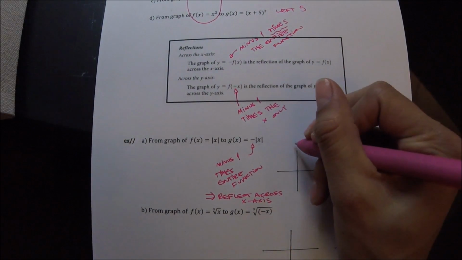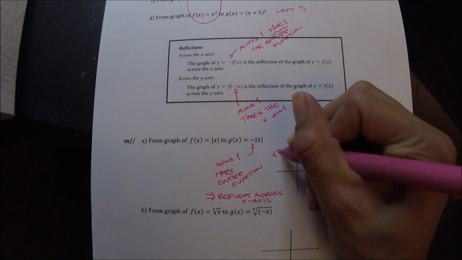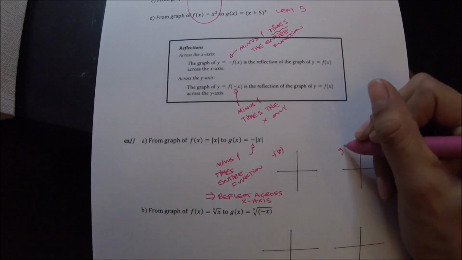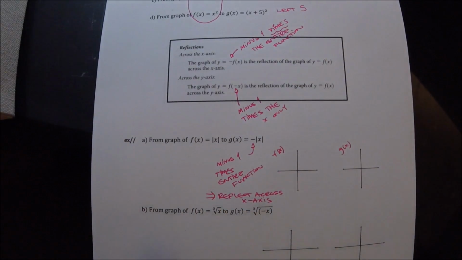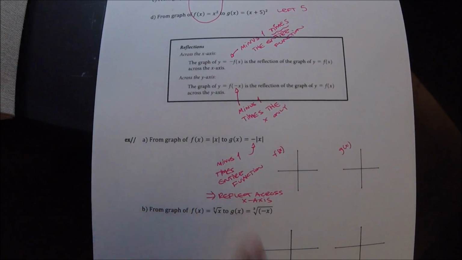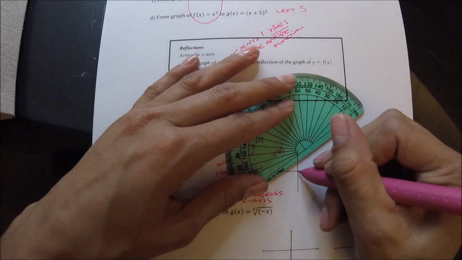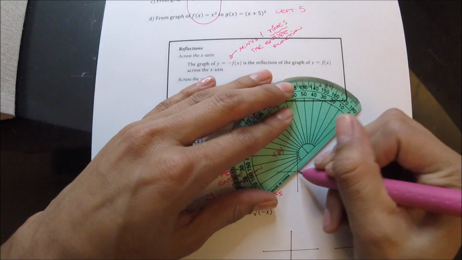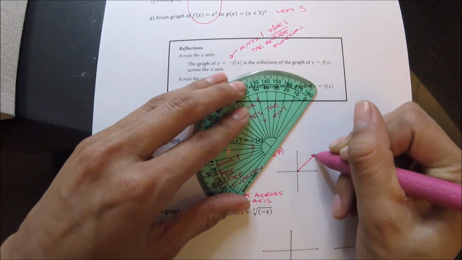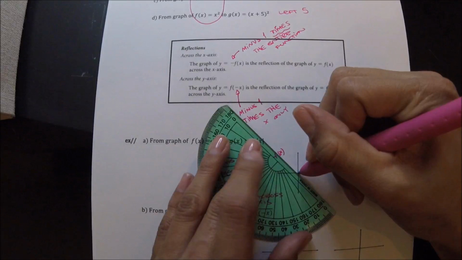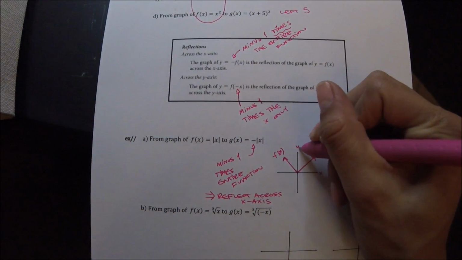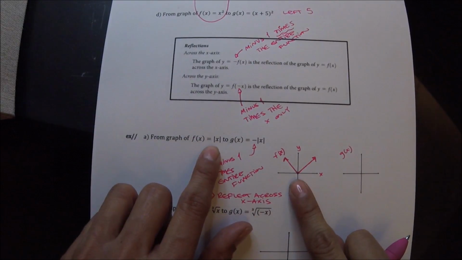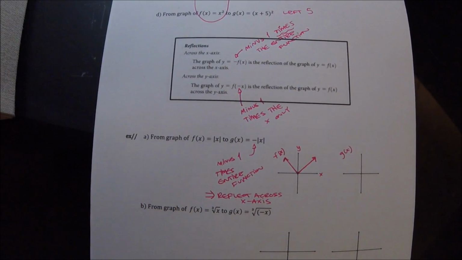Here I'm going to graph f of x, and then over here we'll graph g of x. So f of x is the absolute value of x, and if you do go back to page 1 and you look for that graph, it's going to look like this. It looks like a V, a perfect V. So this is what the absolute value of x graph looks like.